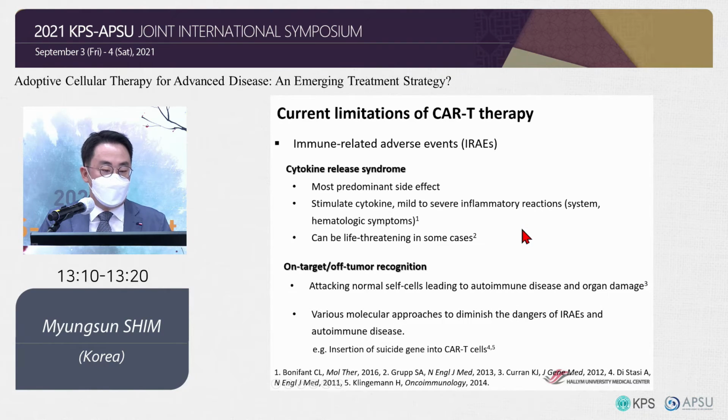And lastly, immune-related adverse events are another big obstacle to developing an effective CAR T cell therapy, like cytokine release syndrome that can cause severe inflammatory reactions and sometimes can be life-threatening. These CAR T cells can also attack normal cells, which can cause autoimmune disease and damage the organs.